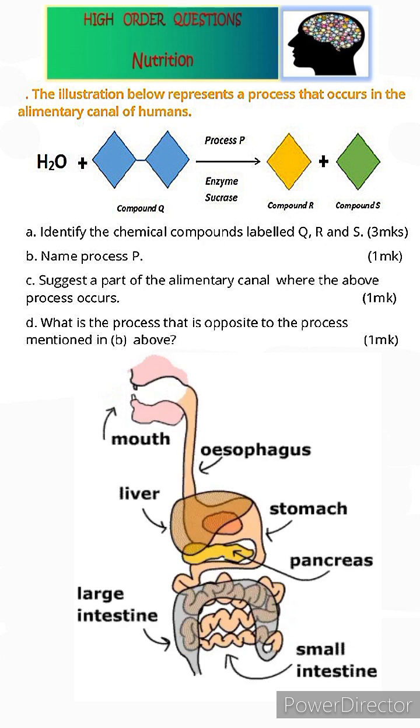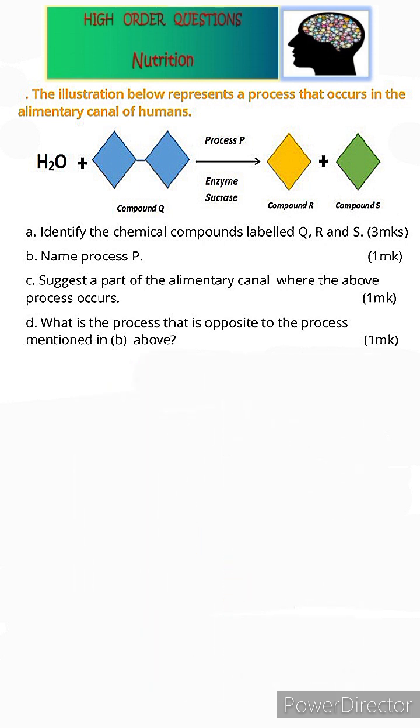so it's up to us to determine where it happens. Now, if we look at the diagram, we have a certain compound labeled Q. Now, Q is undergoing a process P in the presence of water. So what happens in this process? It breaks down into 2 constituent compounds, and these are compound R and S. Now, from the diagram, we are given 2 hints as to what this process could be.